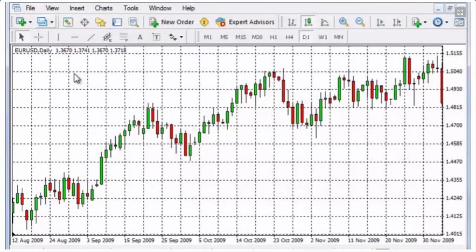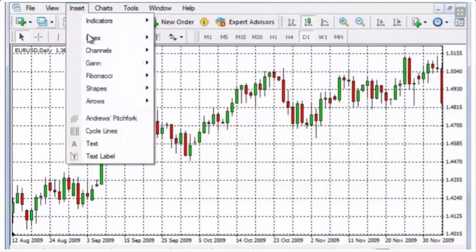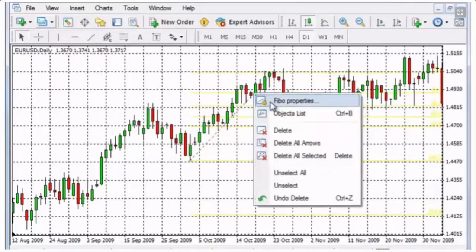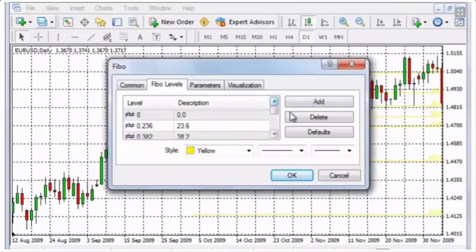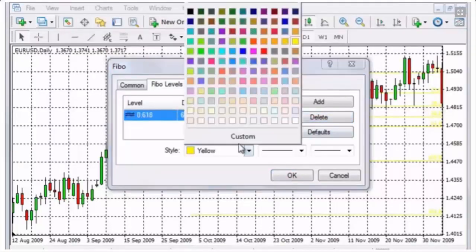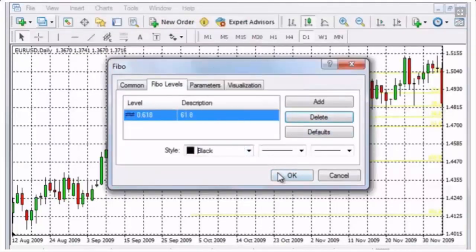Add the Fibonacci indicator by selecting Insert, Fibonacci, Retracement. Place it on the wave in the center. Double-click it in order to select it, and right-click in order to access its properties. In the Fibo Levels tab, keep only the 61.8 value and change the color to black.